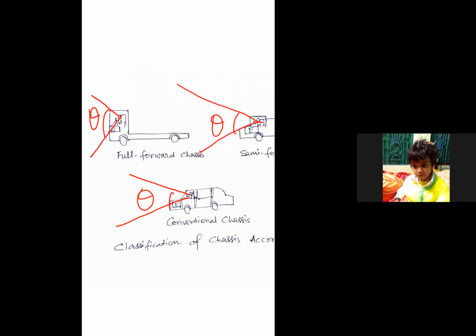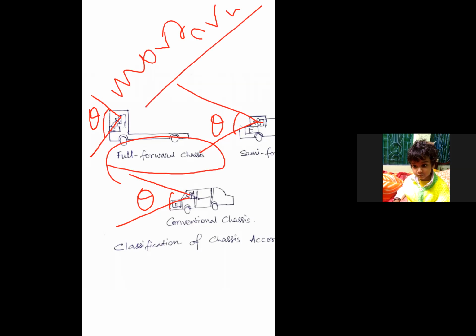So the driver's angle is changing in these three types of chassis. First of all, in the full forward chassis, the vision angle of the driver is much greater than in the semi forward type chassis and also the conventional type of chassis. Now modern trucks are using this full forward chassis, which is used in modern vehicles. This is also used in saloon cars or sedans.